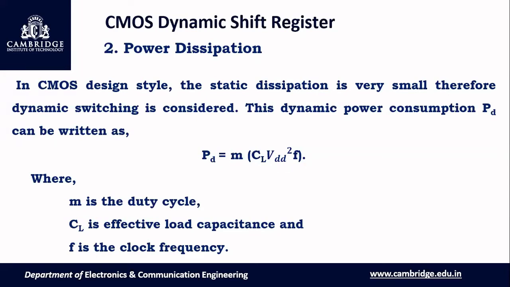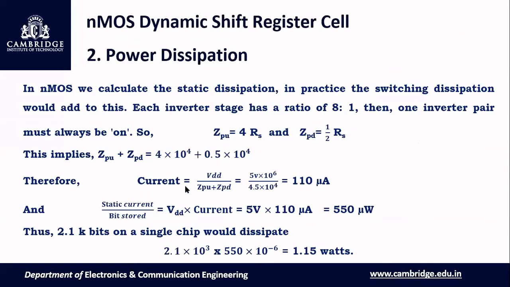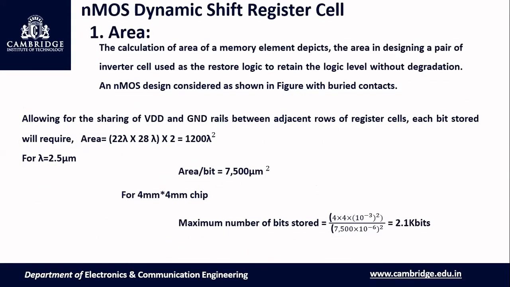And for static power dissipation, we'll use this formula. So you have an idea how to find power dissipation, right? And also area, you know how to find. You'll get 1370 lambda square. So just substitute and find, for a 4 mm by 4 mm chip.